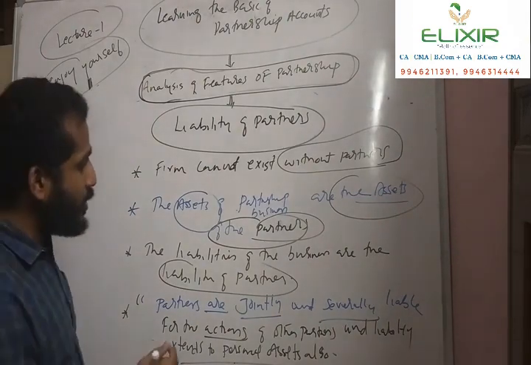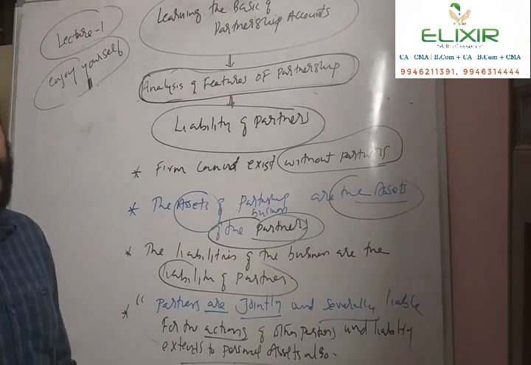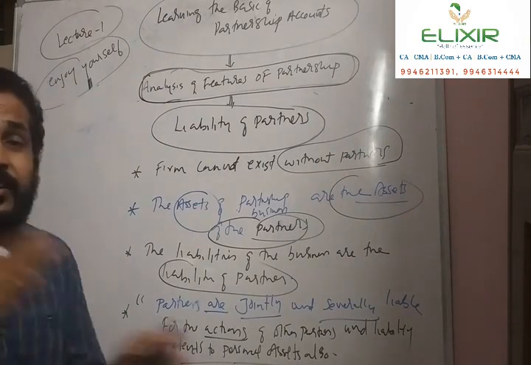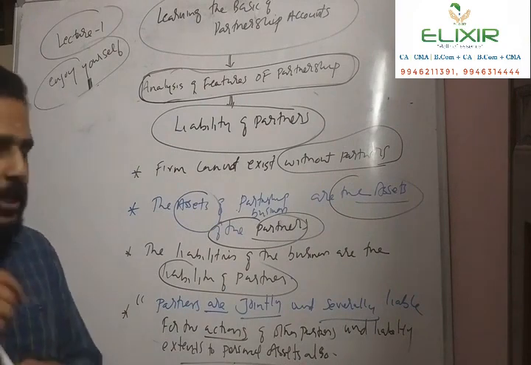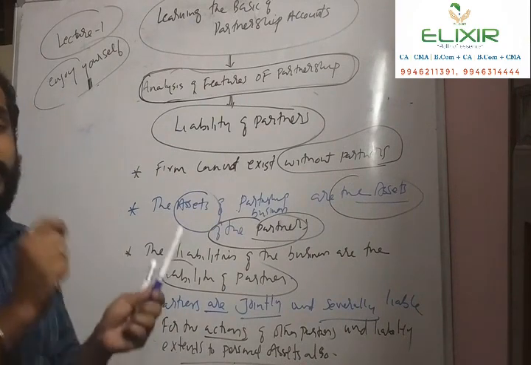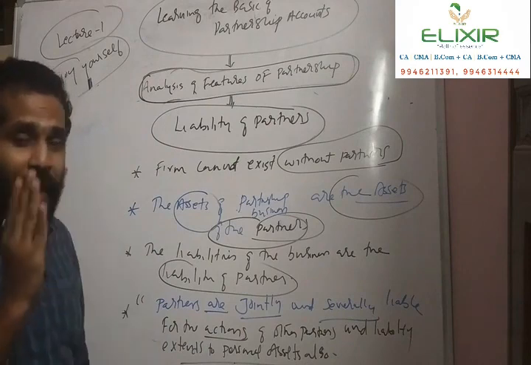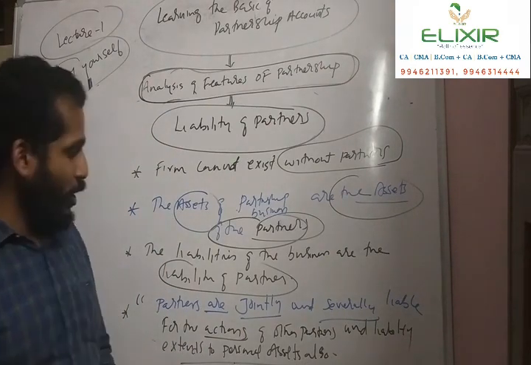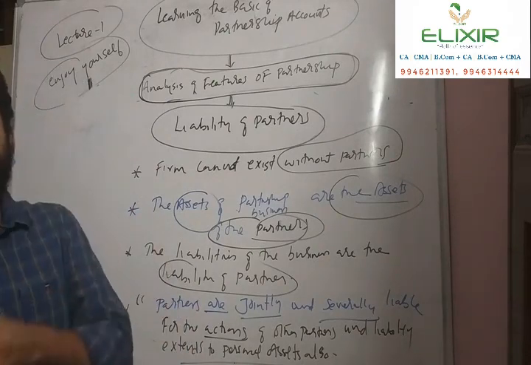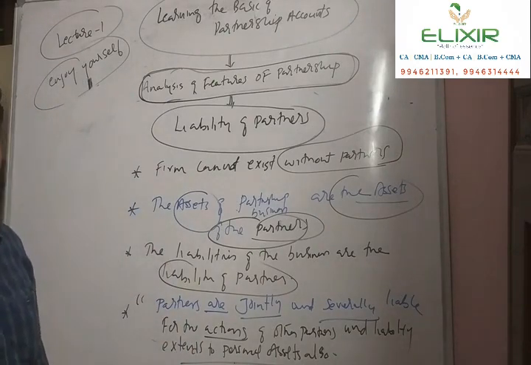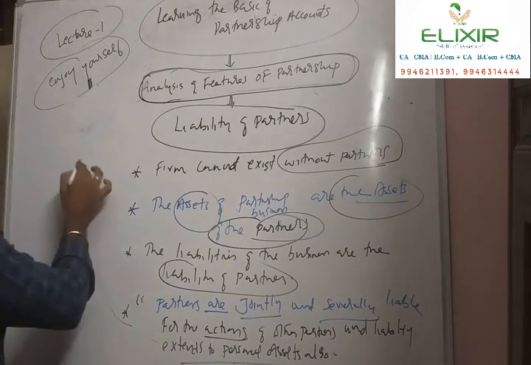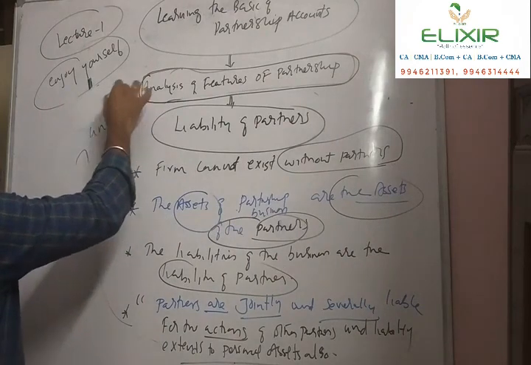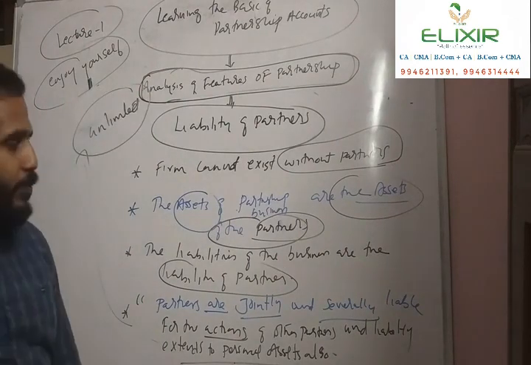Speaking on the liability of the partners, what does the Act say? The partners are jointly and severally liable. This is because there is no concept of separate legal entity. If the partners are entitled to the assets, they are obliged to their liabilities. They are jointly and severally liable for the actions of other partners, and that liability extends to their personal assets also. Therefore, the partner's liability is unlimited.